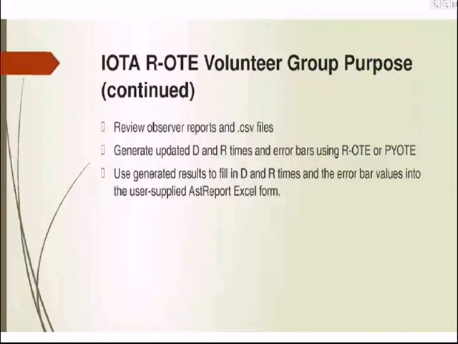And then they'll use these new results and they'll fill in the D and R times and error bars into an Excel form, the asteroid report form that Brad Timerson maintains. It's also the form that's in Occult Watcher. So the error bars can be added to that form by our volunteers. And I think that might be the last slide.